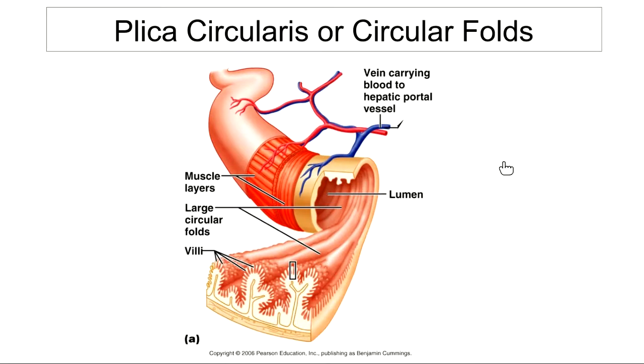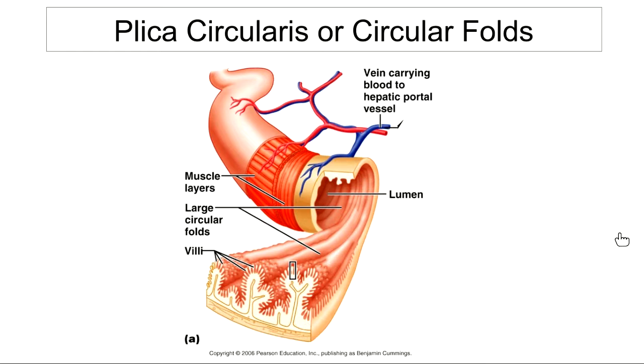Villi. This is the small intestine here, and you see that it says villi, small fold-like projections from the mucosal lining of the circular folds. So circular folds goes in your blank. And you see these where it says large circular folds. You can see that the inside lining of your small intestine is folded, and those are called circular folds. And you see that they're covered with millions of little projections called villi.